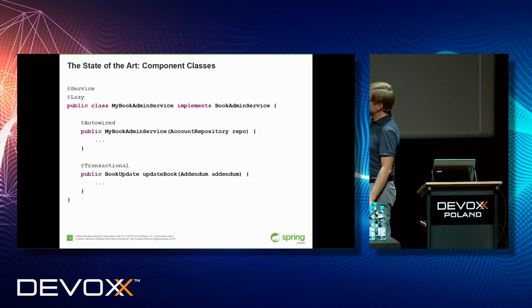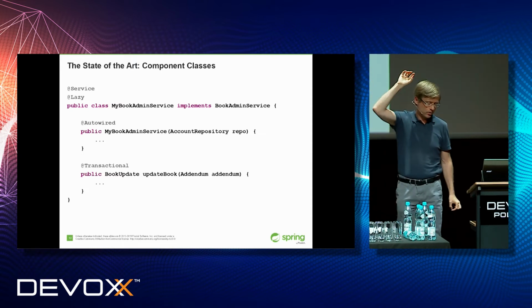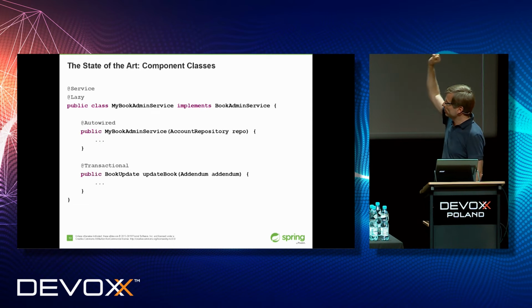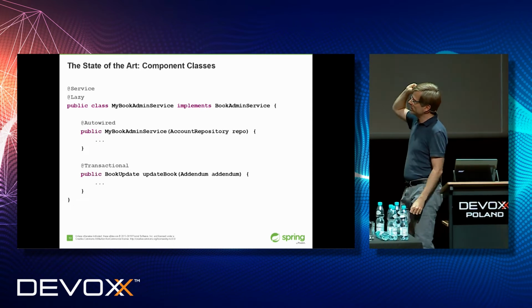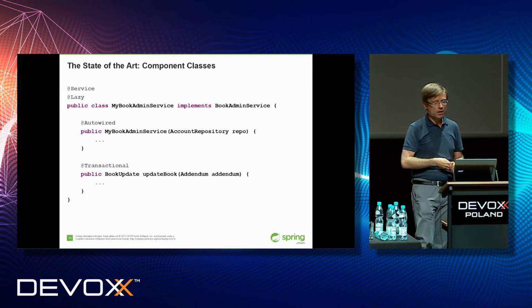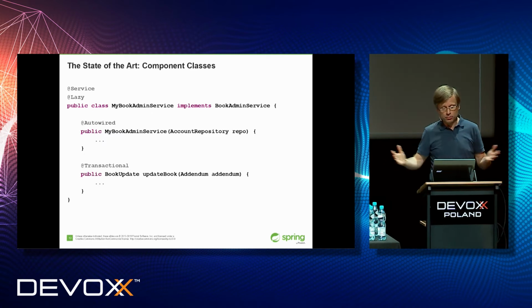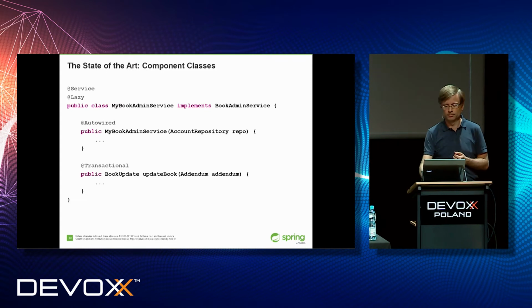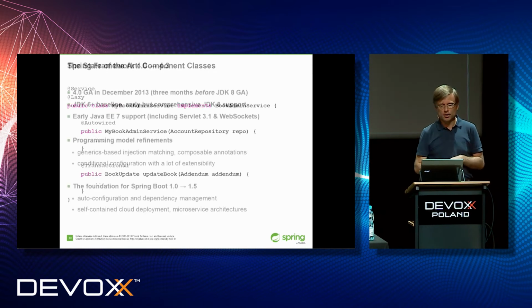Component classes like service classes, annotated with certain stereotypes, certain characteristics, dependency injection at the constructor level here through an annotation, and transactional service declarations for methods that require a transactional boundary. Pretty much the same model that we still use today, in a refined form, of course.